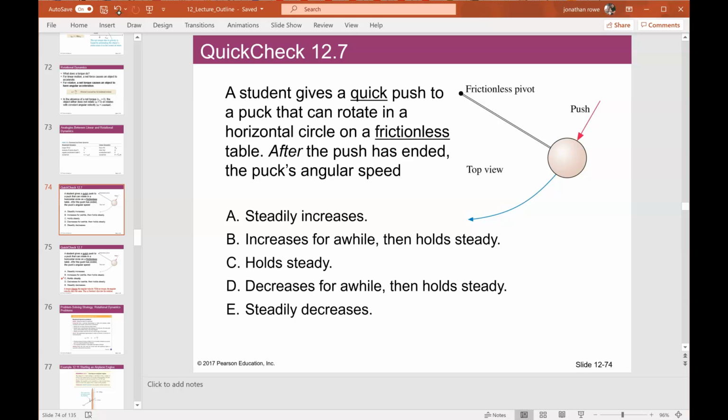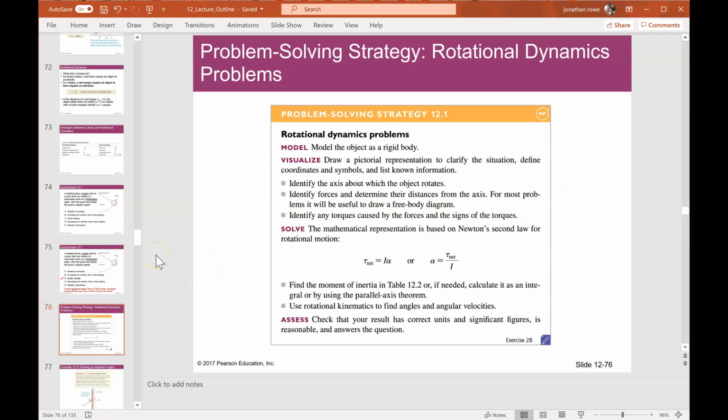All right, quick check. A student gives a quick push to a puck that can rotate in a horizontal circle on a frictionless table. So you're looking down on a frictionless table. There's the push. After the push is ended, the puck's angular speed does what? It says frictionless, so I think it's going to hold steady. Yep.